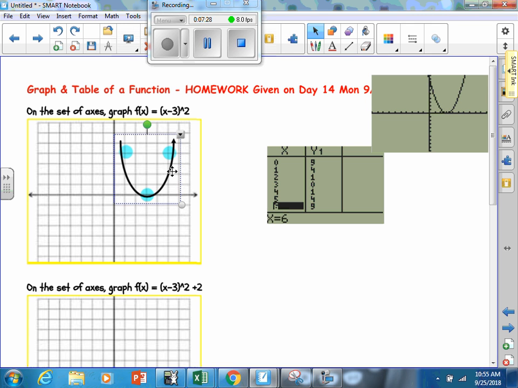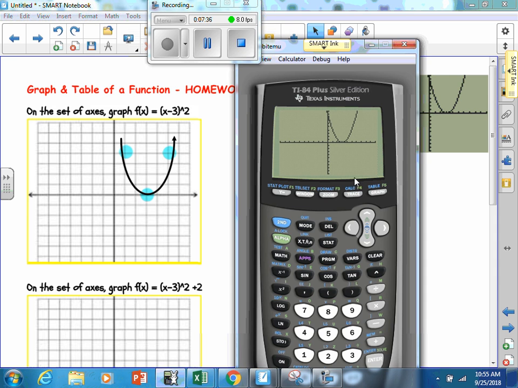That looks pretty good. All right, so the video is now at 7 minutes. That's a little too long. So the last thing I'm going to do, instead of doing the final one, is just add 2 to this, and we want to see how the graph is changed. So I add 2 to this and hit graph.